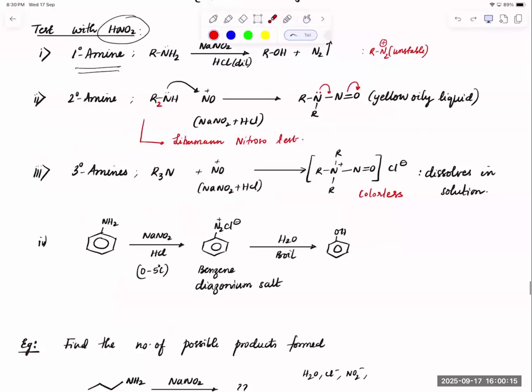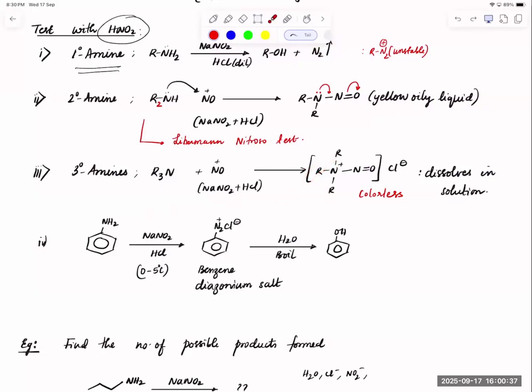Next, if it is a 3 degree amine, and when you react with NO plus, it will again exist like a salt form, a colorless form. It is not giving any nitrogen gas or anything like this. So it will remain dissolved in the solution. So it is definitely not 2 degree. There is no gas coming, definitely not 1 degree. And that's how you will get a 3 degree amine.